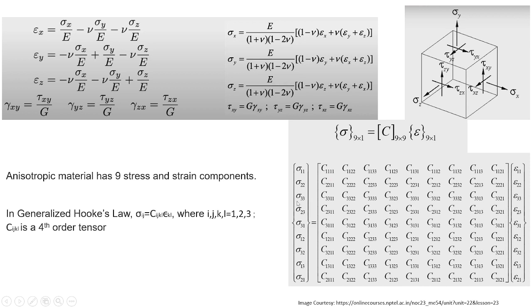When stresses are defined in terms of strains, which you can see here in this matrix, then this is known as a stiffness matrix. Whereas if strain is defined in terms of stress, then it is known as a compliance matrix.